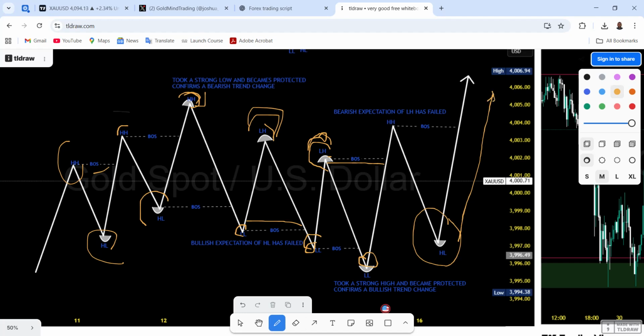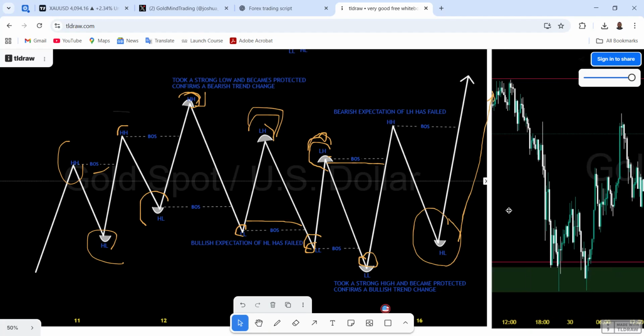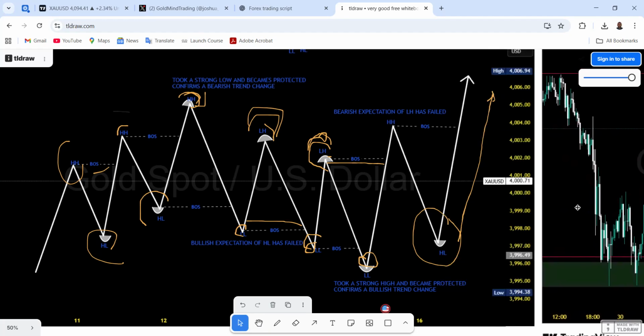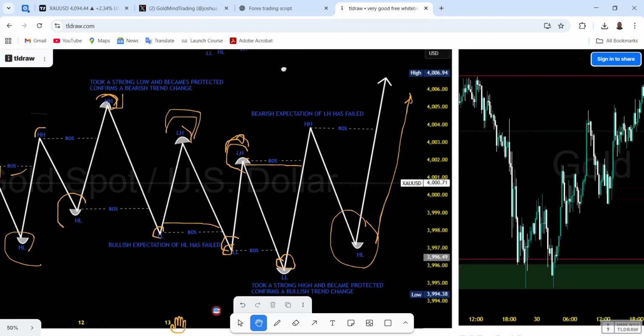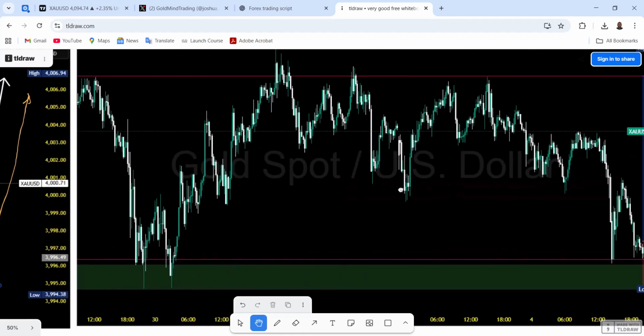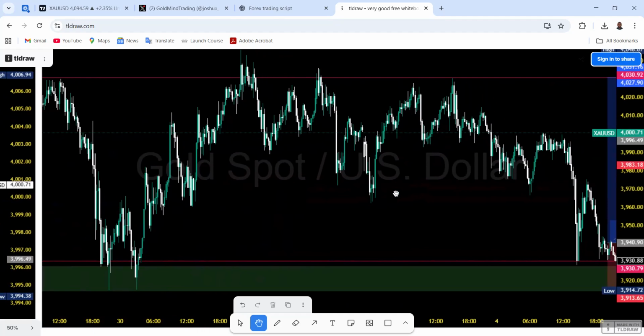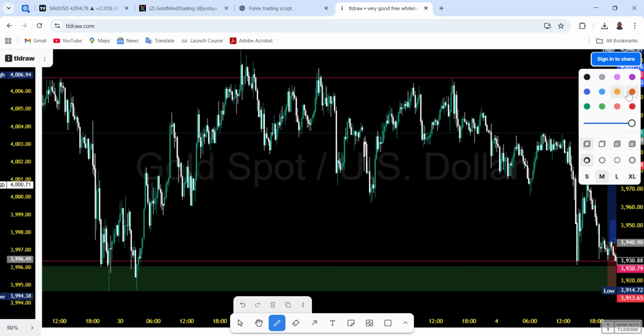Okay, now let's see that on live charts. This is a gold chart. So what are we seeing here? Initially, the market was in a bullish trend. Here it formed a double bottom, which is a change of trend in market structure.